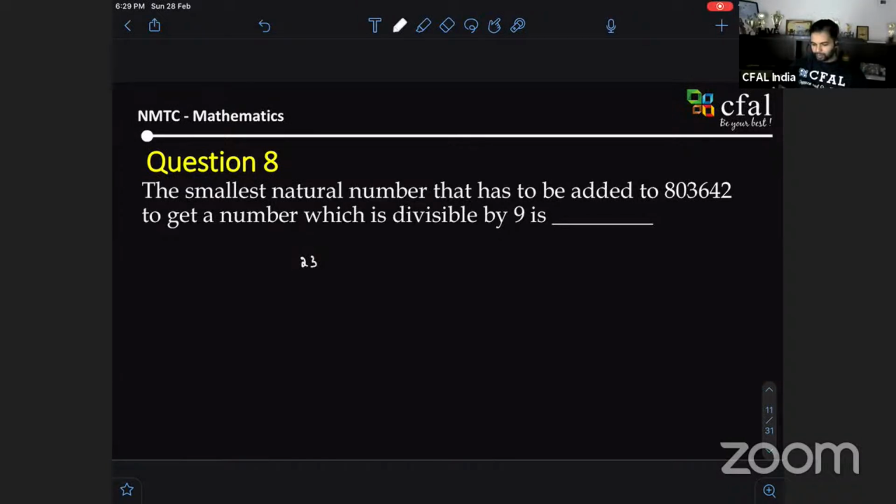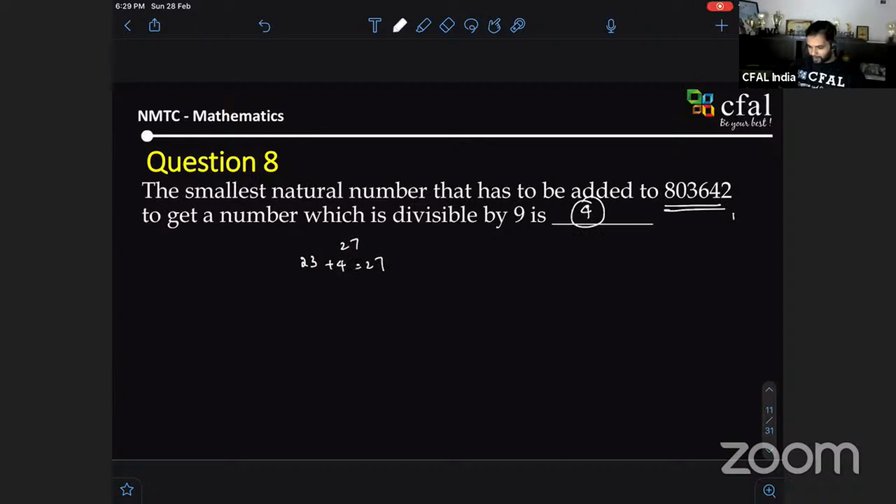Okay. So he says the sum of the digits right now is 23, right? And we know that the number will be divisible by 9 only when the sum of the digits is a multiple of 9, and the closest multiple is 27. So if I add 4, it will be 27, and your answer is 4.